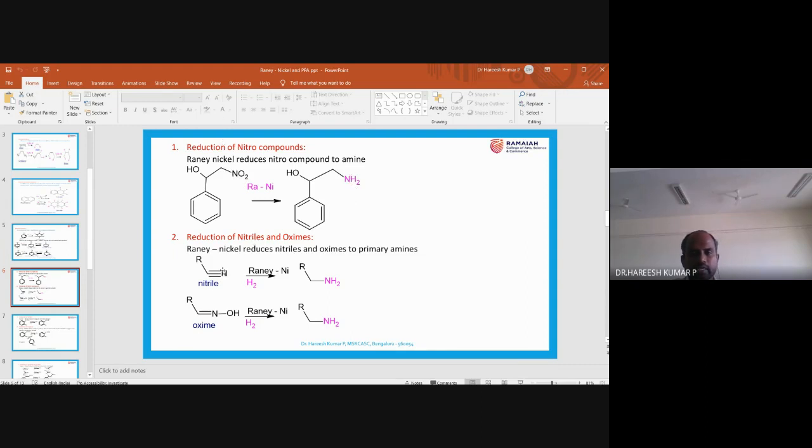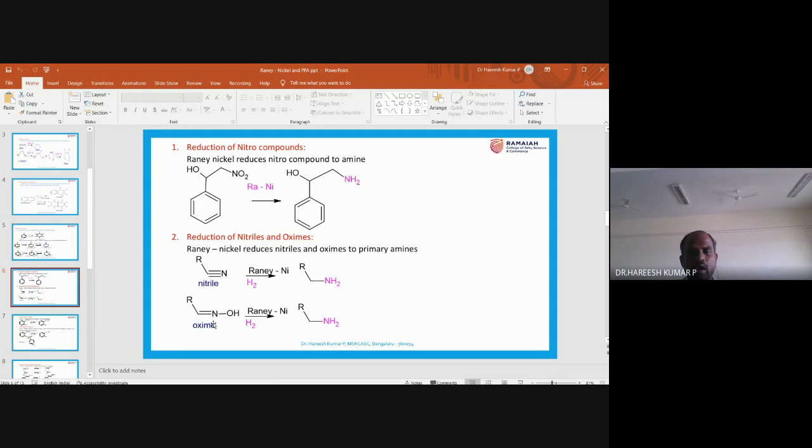Similarly, C triple bond N is called a nitrile. A nitrile undergoes hydrogenation. H2 stands for hydrogenation in the presence of Raney nickel. What is the role of H2? One H will add to this carbon, and another H will add to this nitrogen. Similarly, one more H, so two equivalents of hydrogen are required to convert a nitrile into an amine, more particularly a primary amine.